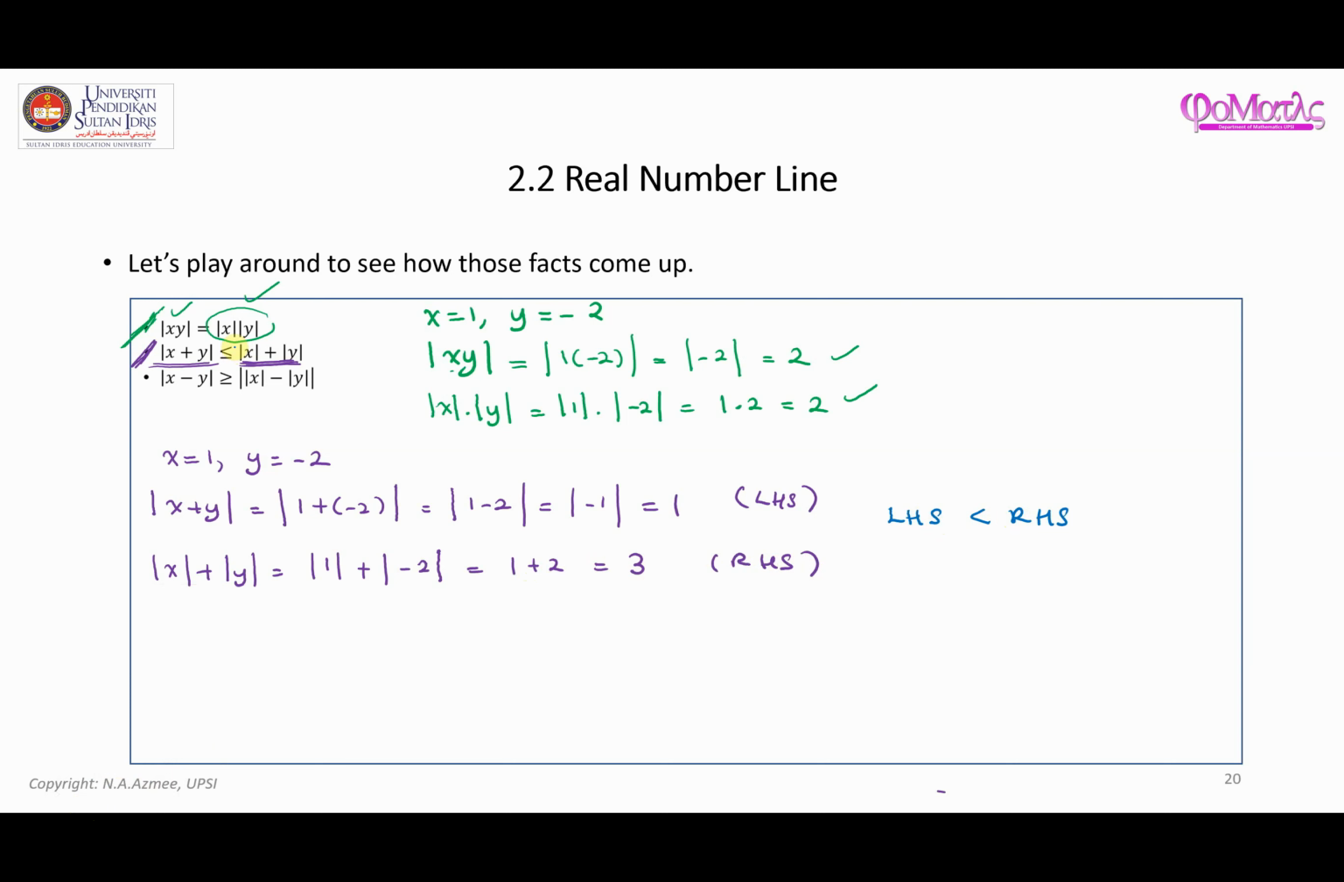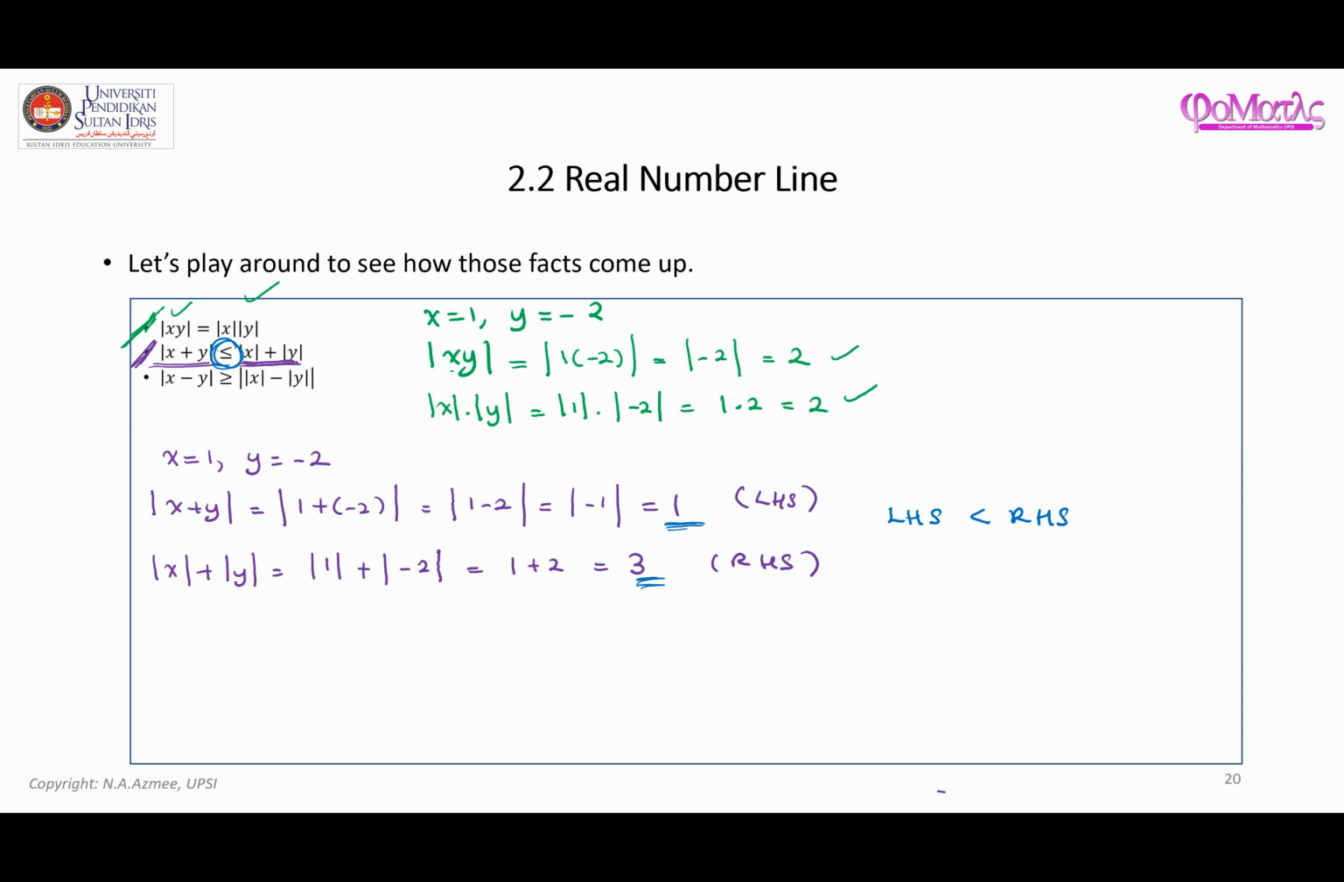So this is the meaning of what you have seen over here. You can get situations where the left hand side is less than the right hand side. And it is also possible that you get the left hand side equal to the right hand side, because we have this equality symbol over there as well. It means the result on the left hand side can be less than or can be equal to the result on the right hand side.